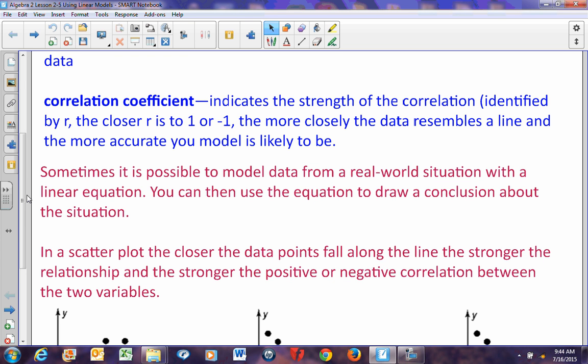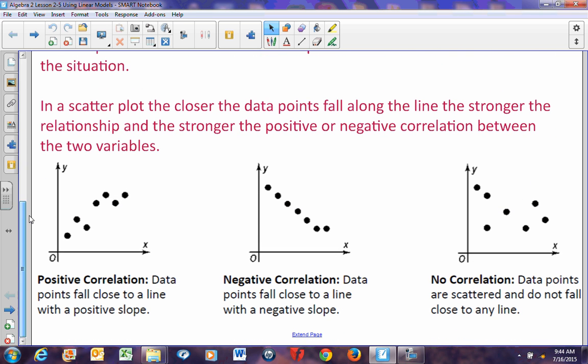If your r is 0.962, that's a fairly strong data point, and that means that your trend line is very accurate. But if your r value is 0.324, that's not a very good correlation, and then it's not going to be very accurate. Now, sometimes it's possible to model data in real-world situations with a linear equation. You can then use that equation to draw a conclusion about the situation. Now, in a scatter plot, the closer the data points fall along the line, the stronger the relationship, and the stronger the positive or negative correlation between the variables.